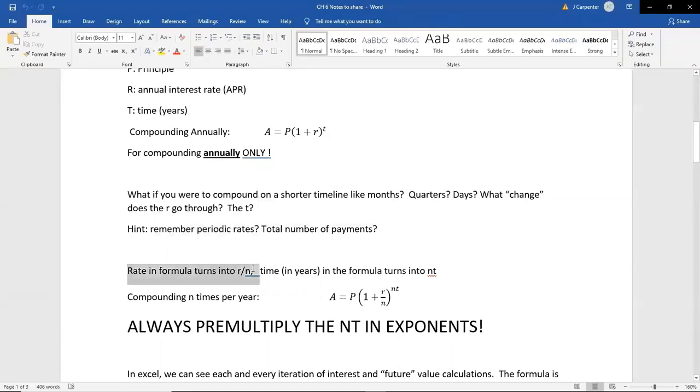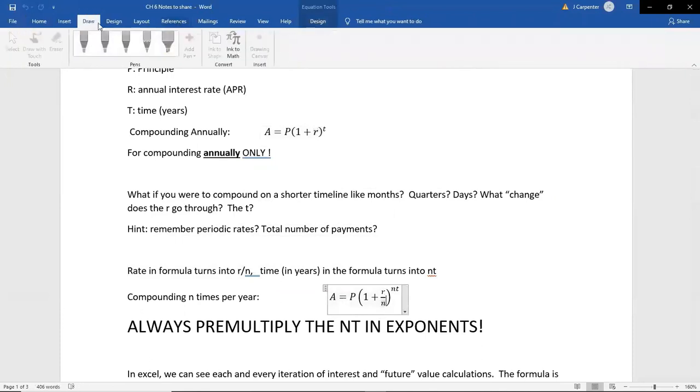So what I was just talking about, how we took the annual rate and divided it by the number of months or number of quarters, whatever. The R in the formula turns into an R over N. That's all you do, you just take the R and turn it into an R over N. So instead of using an annual rate, you're using a periodic rate. That's the change that you can see.